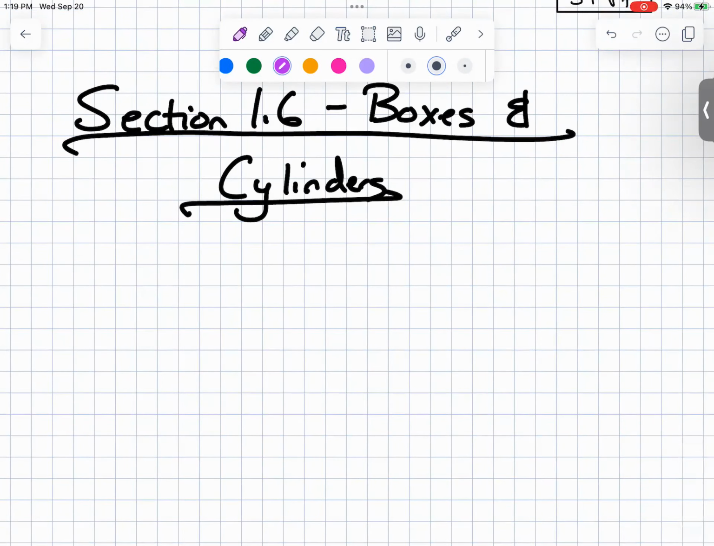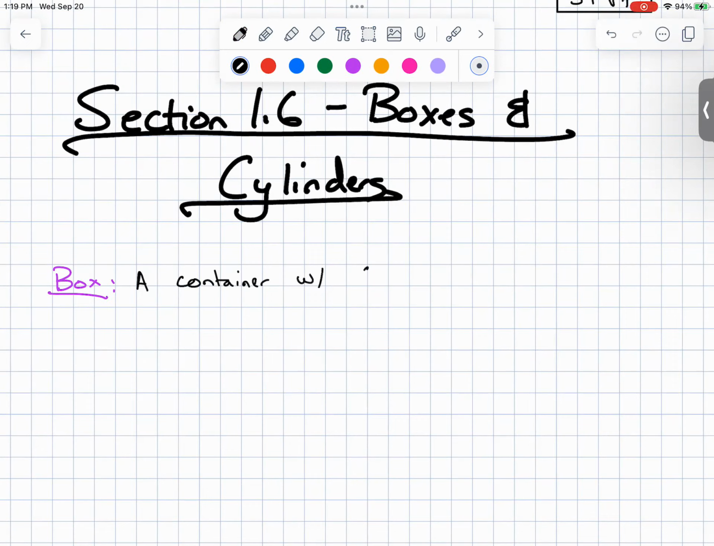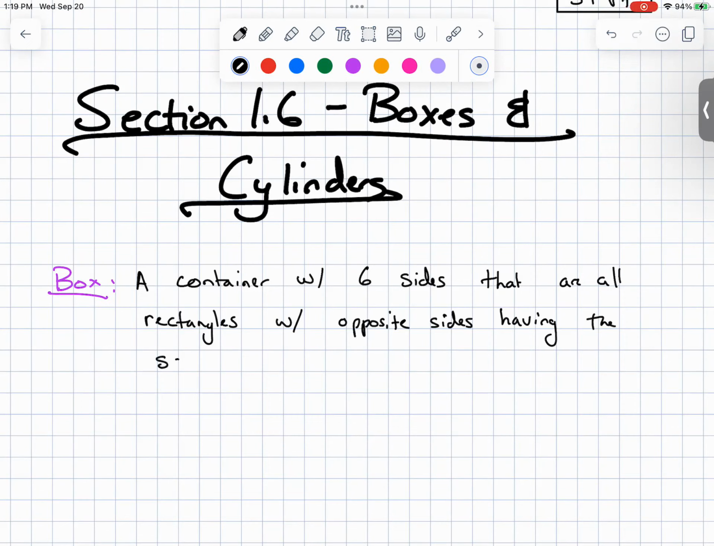Okay, so box. A box is a container with 6 sides that are all rectangles, with opposite sides having the same dimensions.